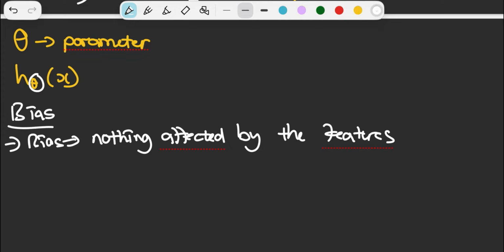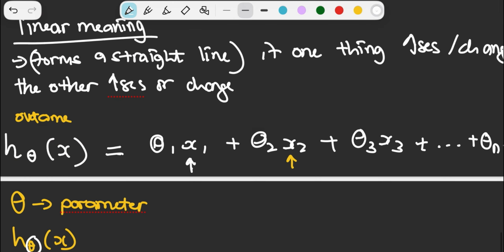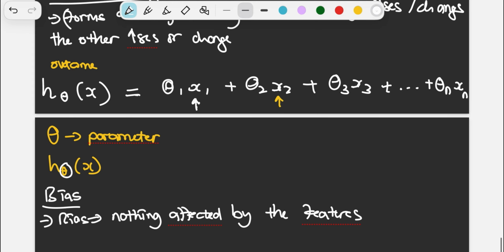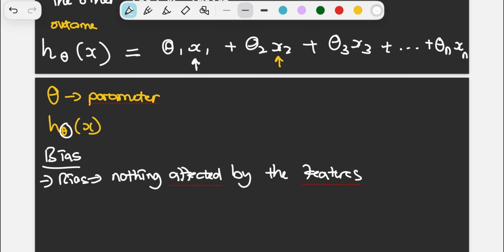So that's a bias. Everything has intrinsic value for no reason, just because you're on planet Earth. So the bias is basically capturing all those things that are not affected by the features. So I'm just going to introduce what I call theta 0, which I call the bias, something that is just present. We can't assume that when all the features are 0, the outcome will be 0. Sometimes there can be a certain outcome without any of the features being described.